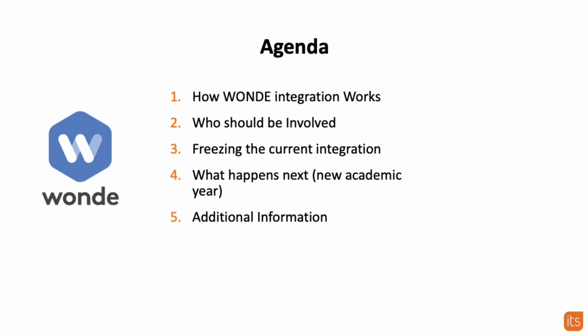The third point, freezing the current integration. This is very much a choice that you can make, but we'll go through the advantages and disadvantages when we reach that point. Fourth, we're going to look at what happens next, and this is very much the start of the new academic year, what we need to do and how that looks. And then 5, we'll just finish with some additional information and a few things to be mindful of.